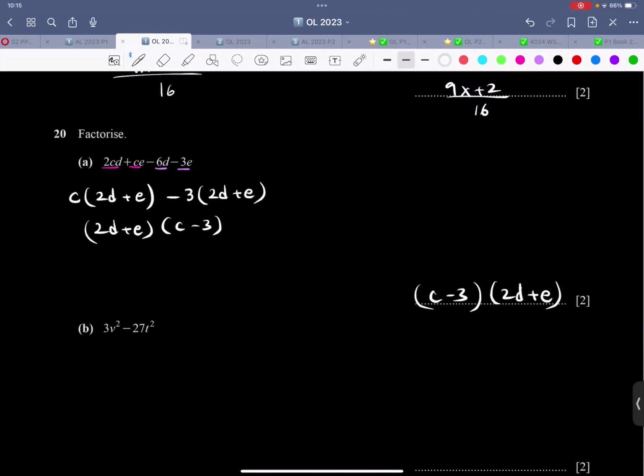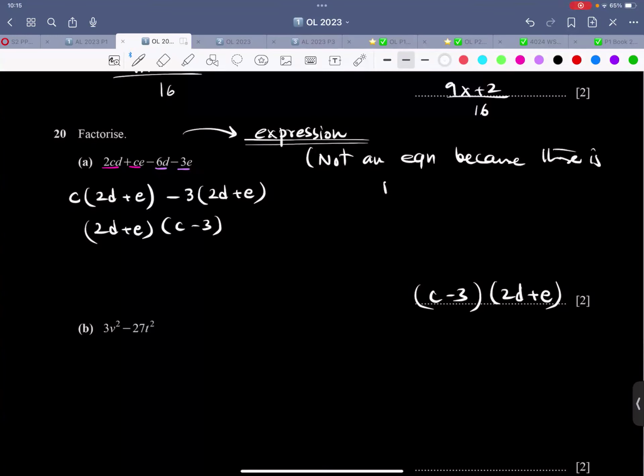That's the answer. It's an expression, because the examiner always talks about people introducing an equal sign for themselves and solving an equation. It's not an equation, because there is no equal sign. Okay.